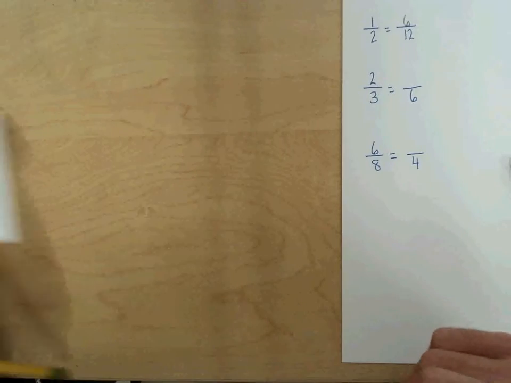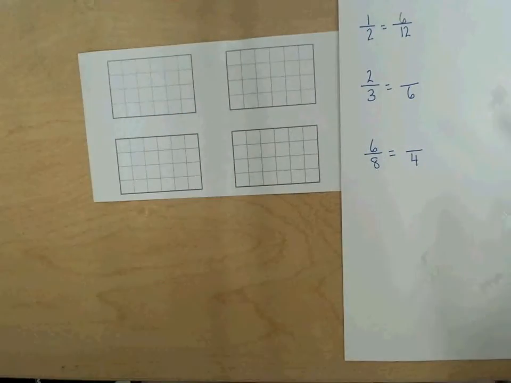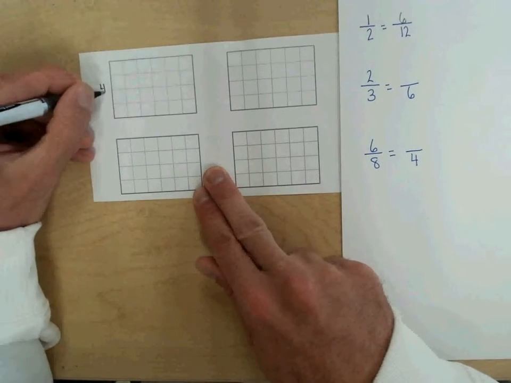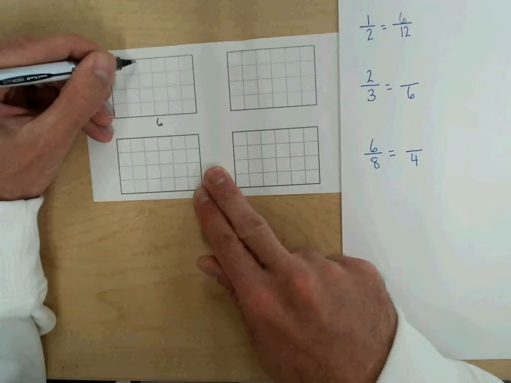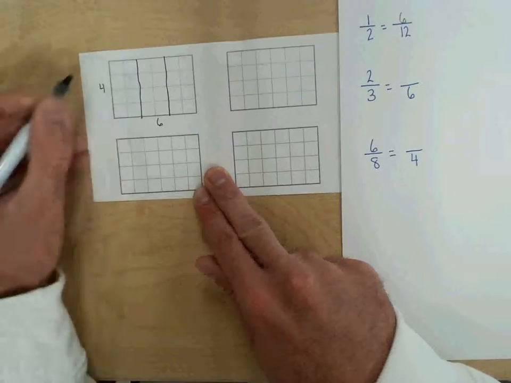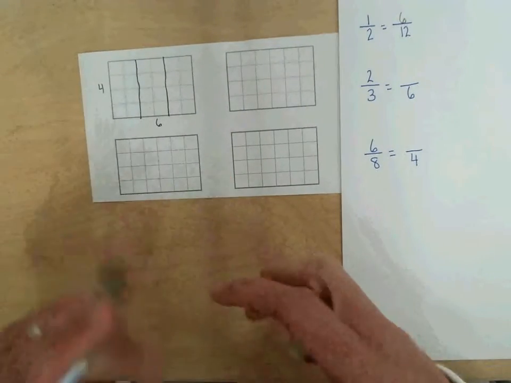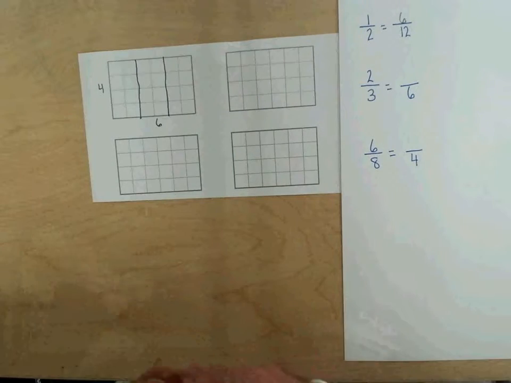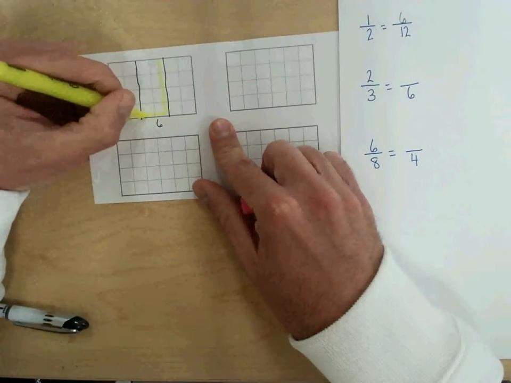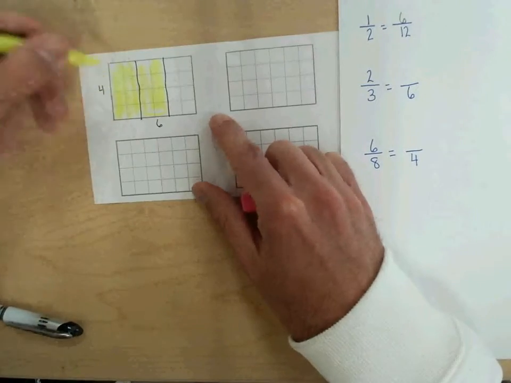Next, what we're going to do is use a 2 by 3. The first thing that we want to do is go ahead and break this apart. Over here I have a 4 by 6, and we want to break this up into thirds. So I'm going to break this up right there into 3 equal parts. And then I'm going to shade in 2/3, like so.